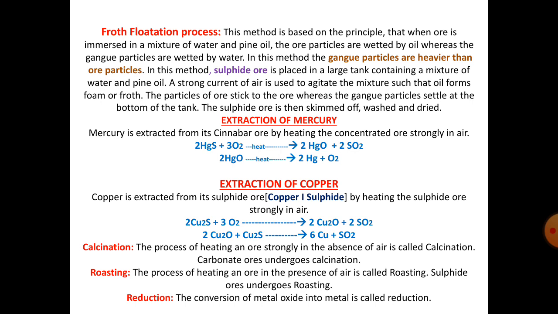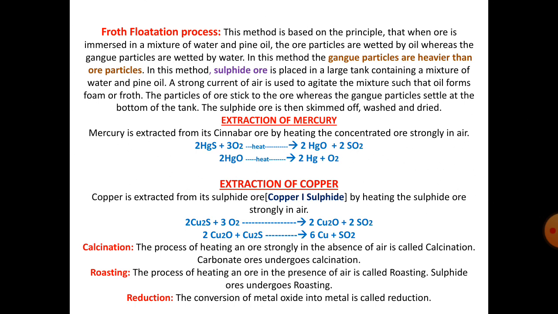Similarly, if you look at the extraction of copper, copper is extracted from copper(I) sulfide by heating the sulfide ore strongly in the presence of air. The sulfide ore is Cu2S, which reacts with oxygen, O2, and becomes Cu2O plus SO2. Cu2O reacts again with Cu2S to form Cu plus SO2.